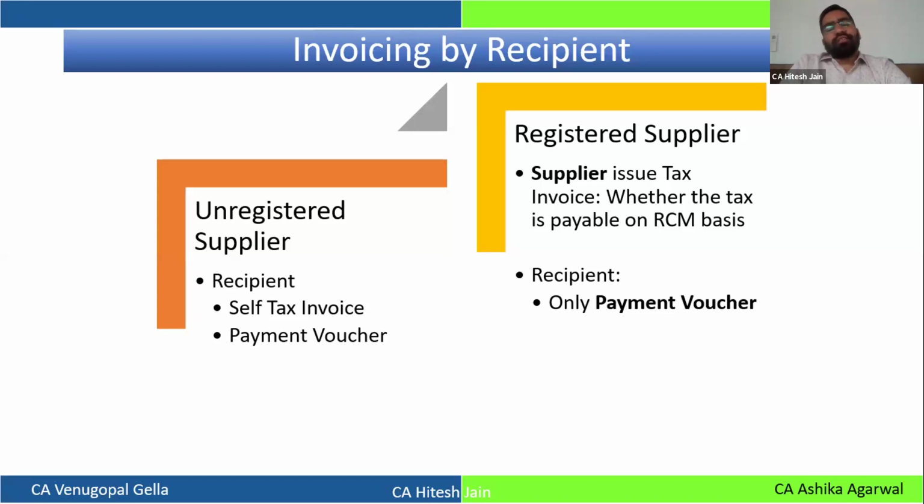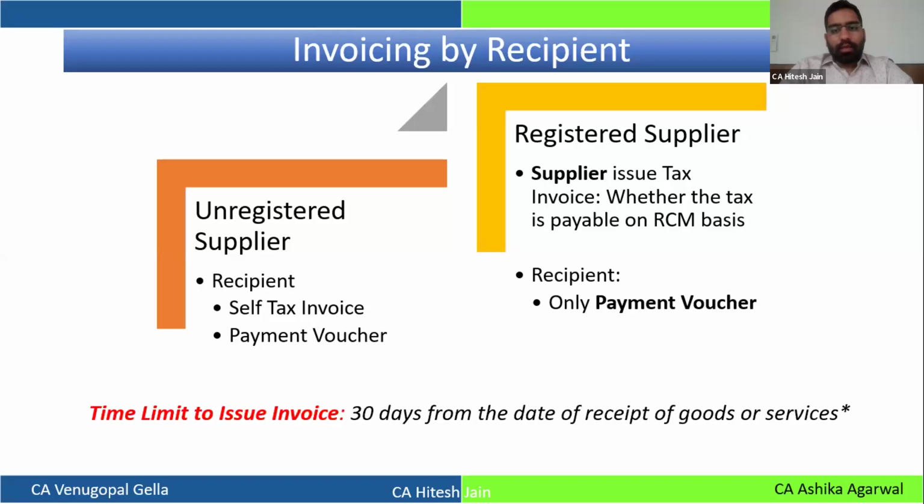Now coming to registered supplier. If we take any goods or services from a registered supplier, then it is obvious that the supplier will be giving us an invoice whereby he must have mentioned that this supply is meant for payment under reverse charge basis. So based on that tax invoice, we can claim the ITC provided we have paid the RCM taxes. In this case, the onus on the recipient is only to issue a payment voucher. No self invoice is required to be generated.